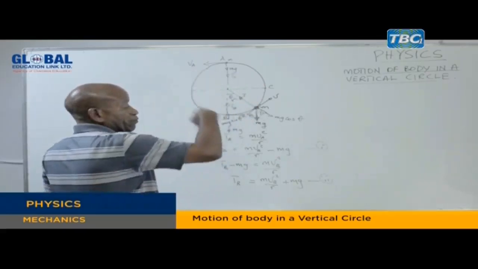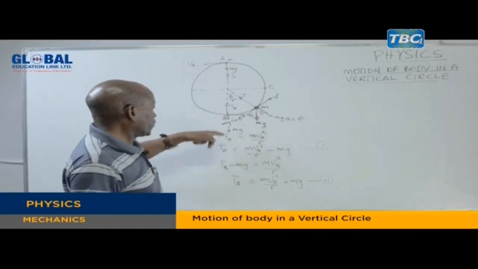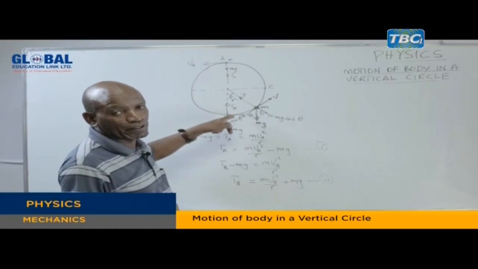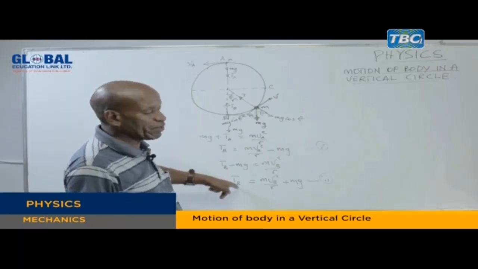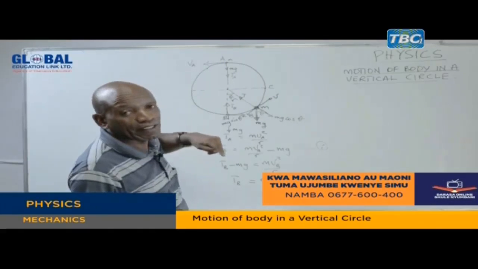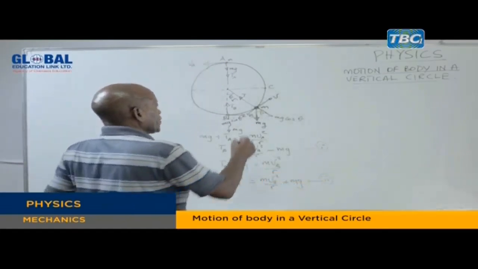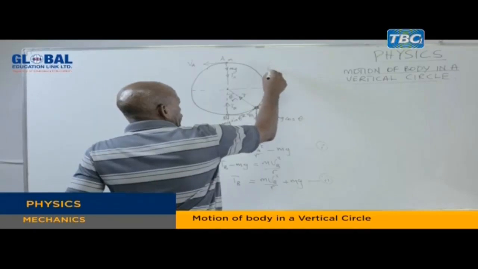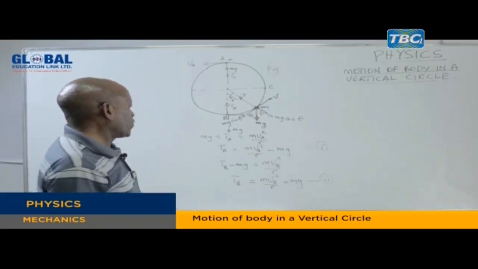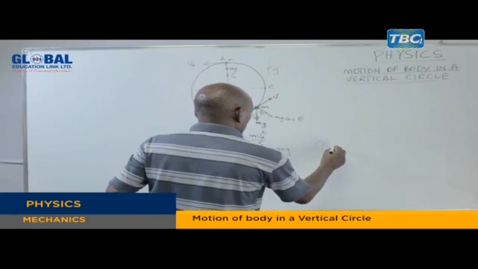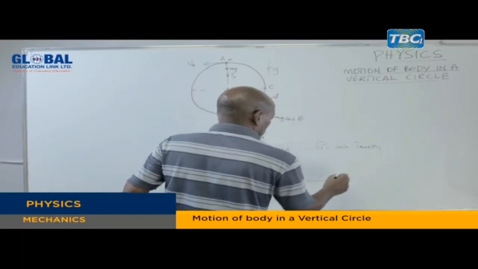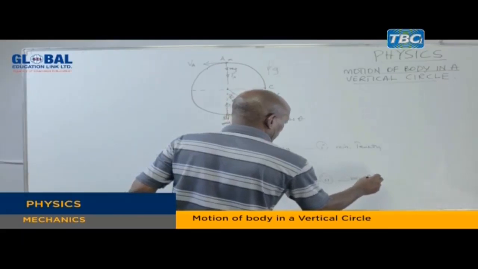Whenever a body is moving in a vertical circle, the tension developed in the string at the lowest point is the maximum tension, which is TB, and the minimum tension is obtained whenever the body is passing at the top point, that is at point A. Remember that the acceleration due to gravity is always acting in the negative y direction, and therefore we take this as the minimum tension, and this as the maximum tension.